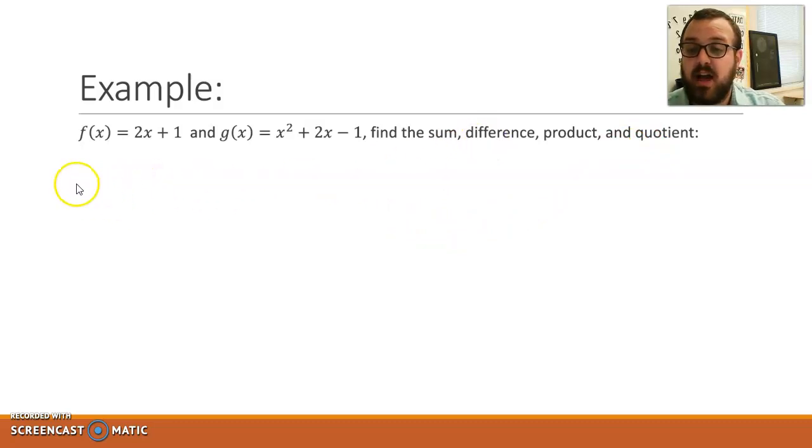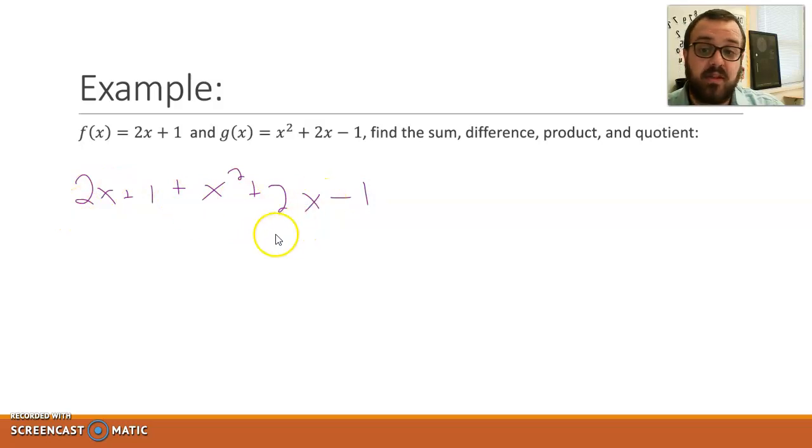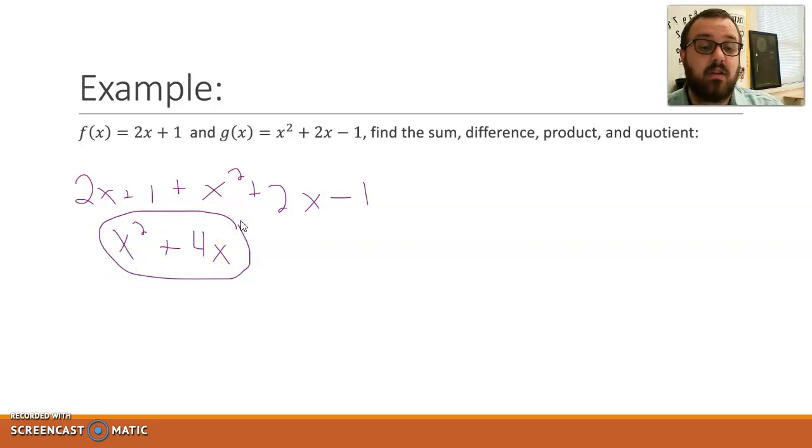So I'm going to say, all right, I want to do 2x plus 1 plus x squared plus 2x minus 1. And I just combine like terms, okay? So 2x and 2x is going to be 4x. I'm going to have x squared plus 4x, and then 1 and negative 1 will be 0. That'll be the sum of them together, okay?